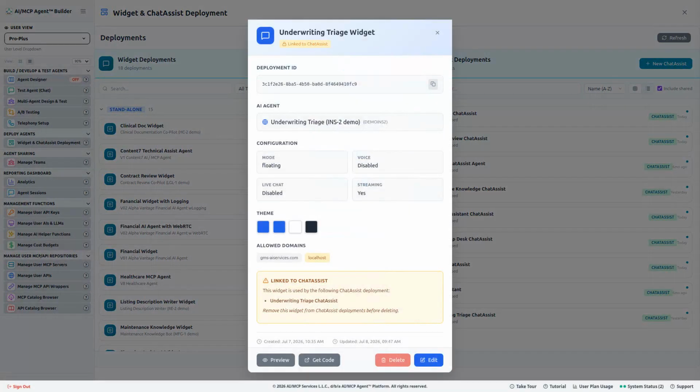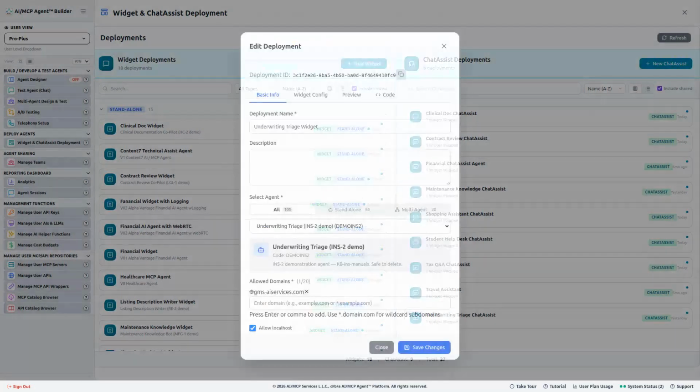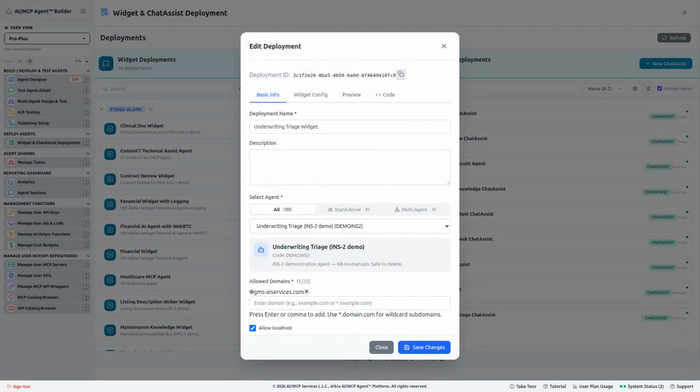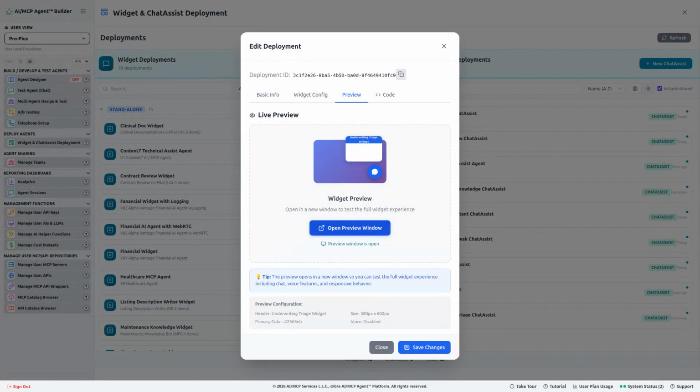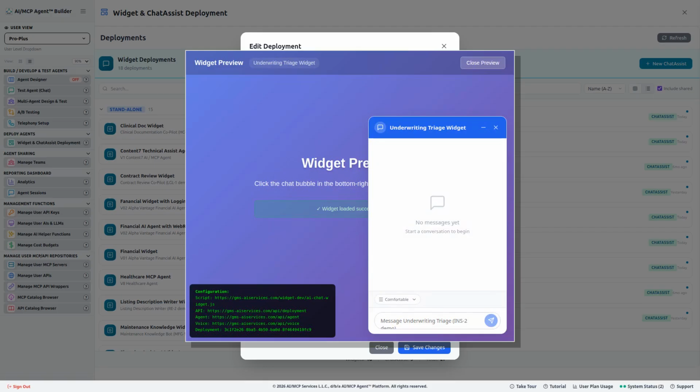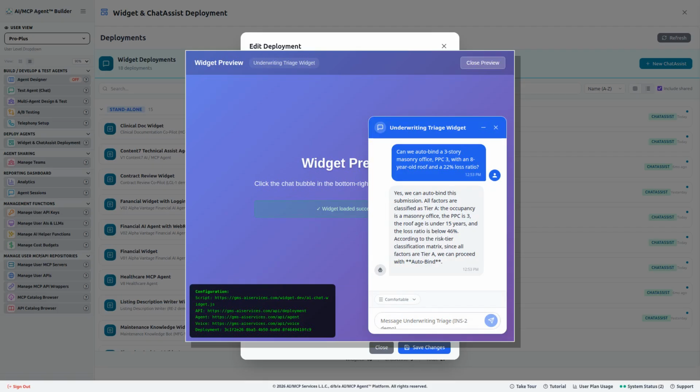With the agent tested, it's time to put it to work. Saving it publishes the agent with a unique code, and it can be delivered in several ways. The first is an embeddable chat widget. Here a broker or an applicant asks the agent directly and gets an instant grounded answer, self-service, any time of day. A broker asks whether a risk can auto-bind, and the widget answers straight from the carrier's manual, cited, consistent, and available around the clock to everyone at once.